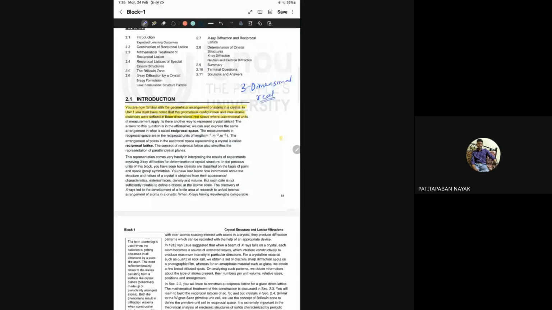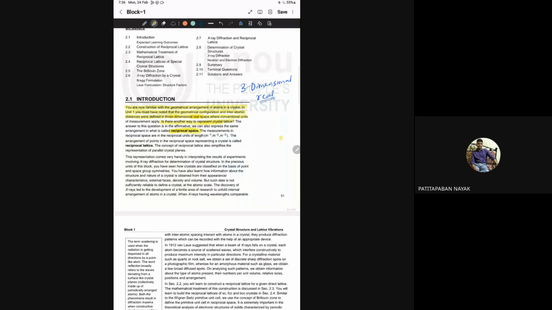He is asking, is there another way to represent the crystal lattice? The answer to this question is affirmative. Yes, we can also express the same arrangement in another way, what is called a reciprocal space or reciprocal lattice, where the reciprocal space units are in length, meter inverse, meter to the power -2, meter to the power -3, like that one.